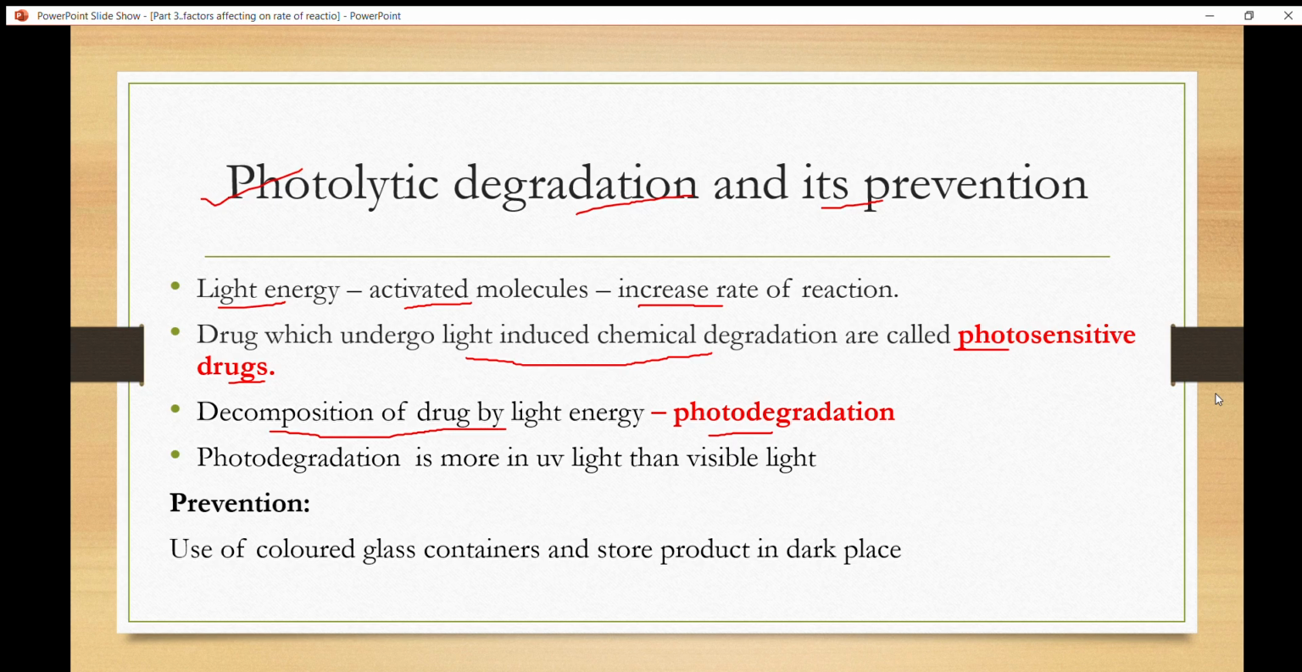Photodegradation is more in UV light as compared to visible light, because UV light has more energy than visible light, and due to the higher energy in UV light, the photodegradation rate is higher. The prevention of this photolytic degradation is to use a colored or amber glass container and store the product in a dark place. I hope you understand this lecture.